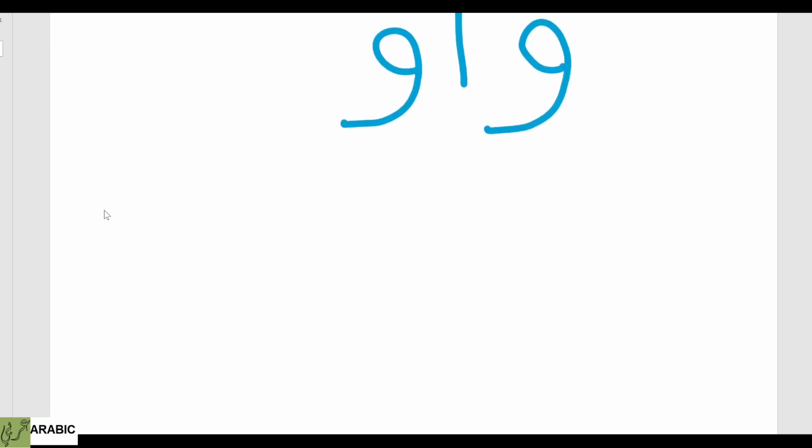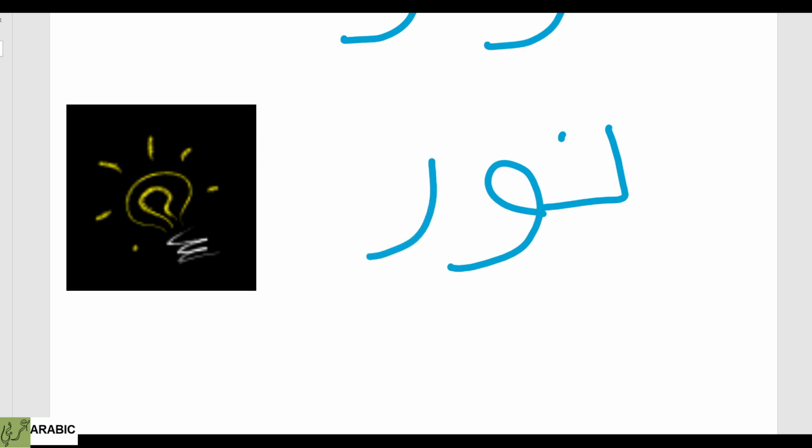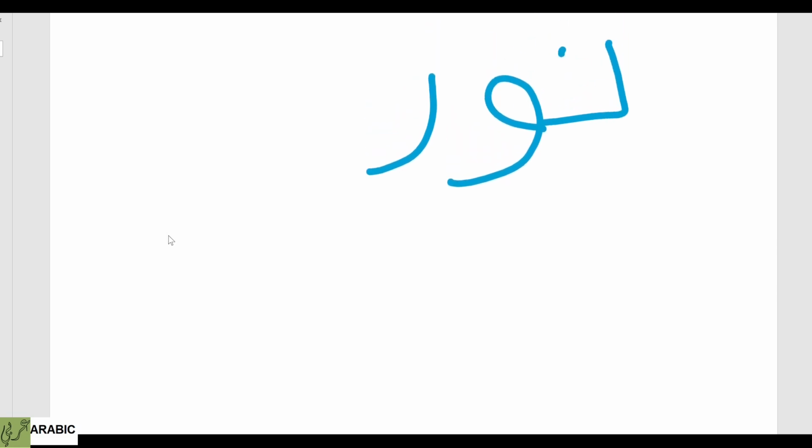Now let's practice the waw in the middle of the word, in the word نور. نور means light. نون, واو, را. So the نون is going to be like that with one dot on top. And then the waw is going to join the noon here, like that. And then the ra on its own here. The waw doesn't link to the next letter.